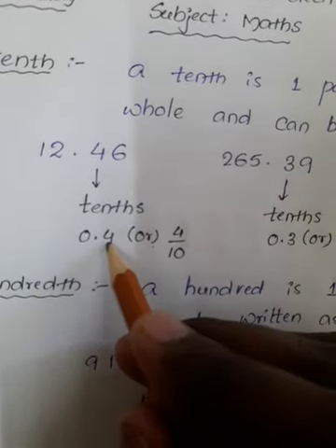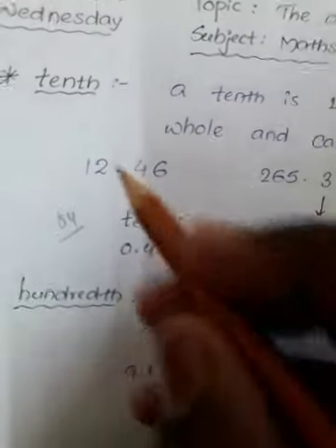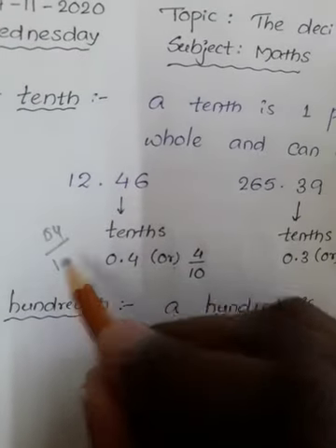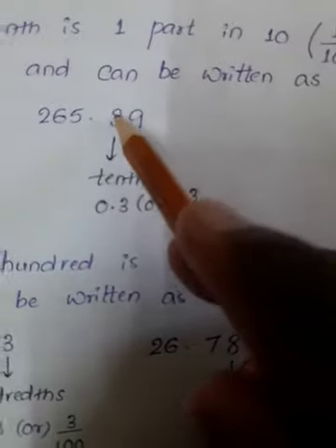And you can write it as 4 over 10. Why? 4, write it here. If I remove the decimal, what do we get? 04. 04 means 4 only. For the decimal, write 1. After the decimal, how many numbers are there? Only one number, so 1 zero. So 4 over 10.